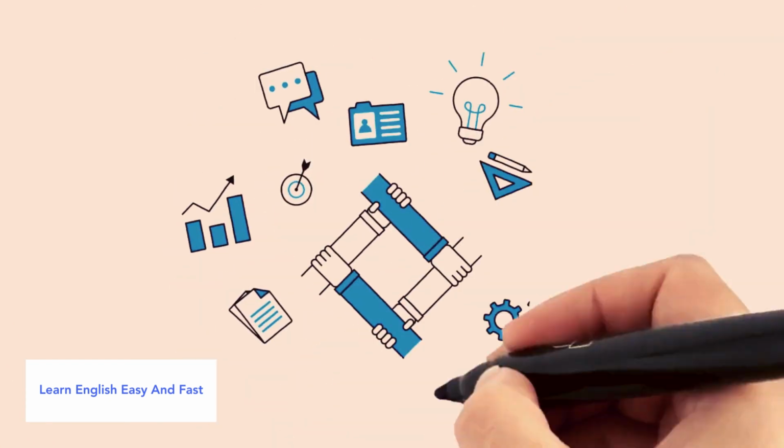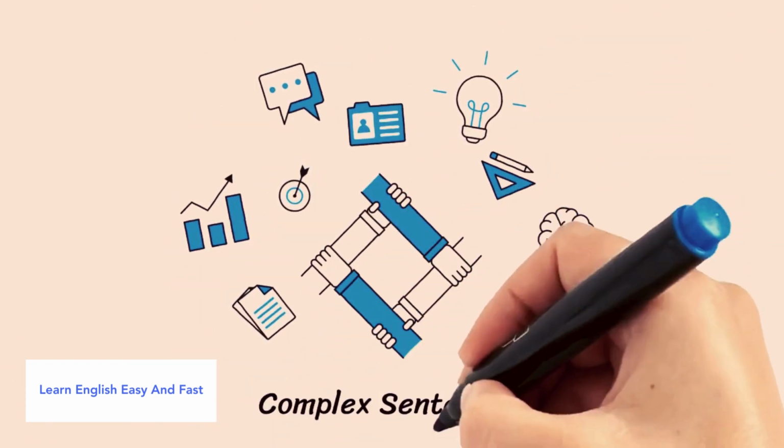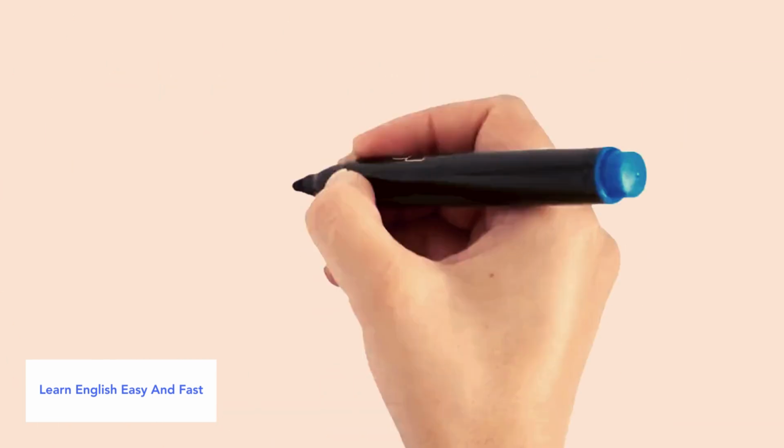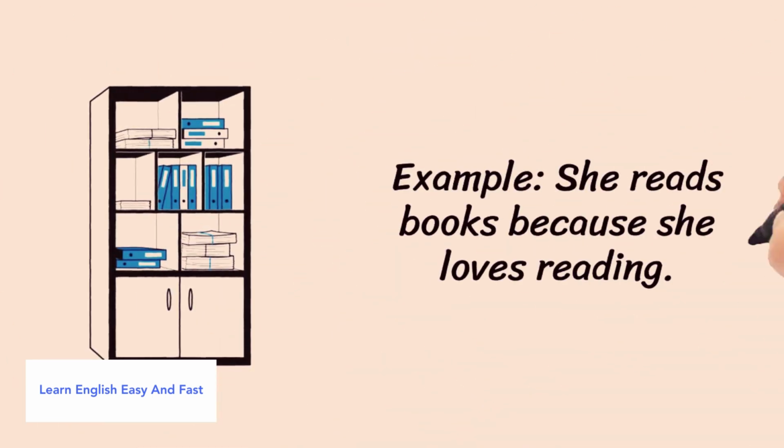Now, let's move to complex sentences. These contain one main idea and a supporting idea, like because. For example, she reads books because she loves reading. Here, because she loves reading supports the main idea.